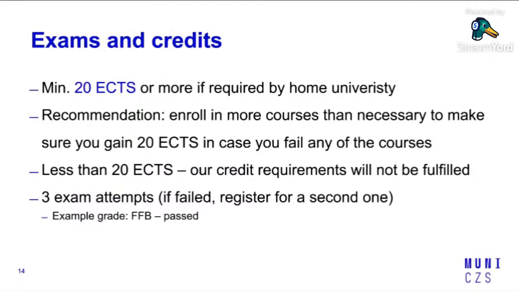If you use the second or third attempt to pass the exam, you will see previous grades on your transcript of records. For example, if you pass the exam on the third attempt, the grade will look like FFB. The final grade is a B grade, which means passed, but the 2 attempts will remain in the system. Just to let you know, even if you pass the exam on the second or third attempt and the final grade is a passing grade, the grade F will affect your grade average.